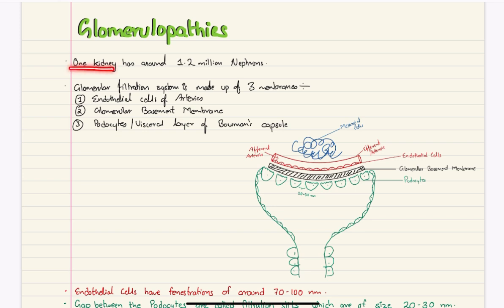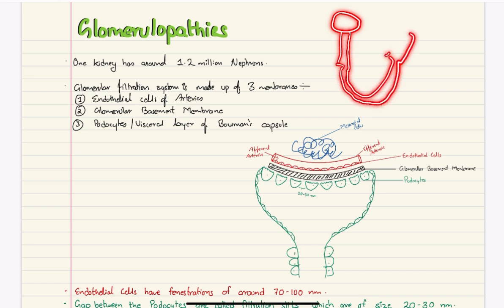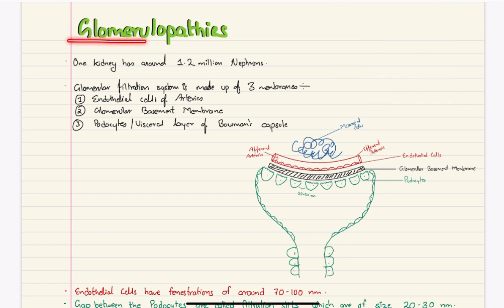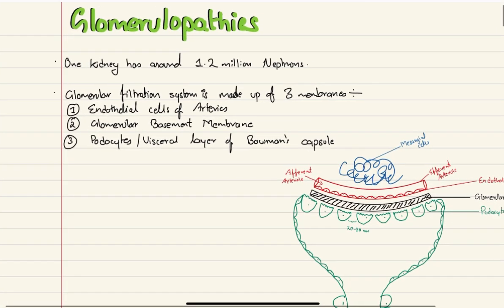Now, one kidney has around 1.2 million nephrons, and we know the parts of nephrons, right? There is the glomerulus, then you have the proximal convoluted tubule, then the loop of Henle, then the distal convoluted tubule, and then the collecting duct and the draining system. Now, there is a defect in the glomerulus in the glomerulopathies, and nephrotic syndrome is one of them.